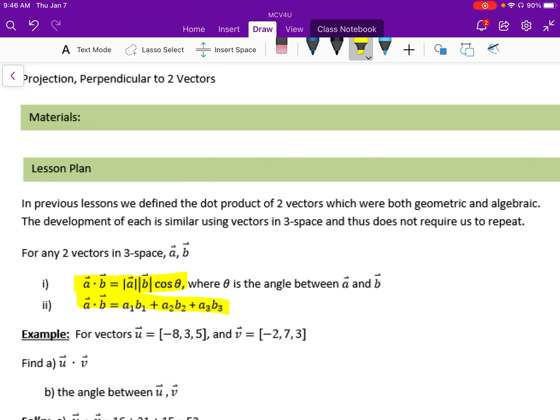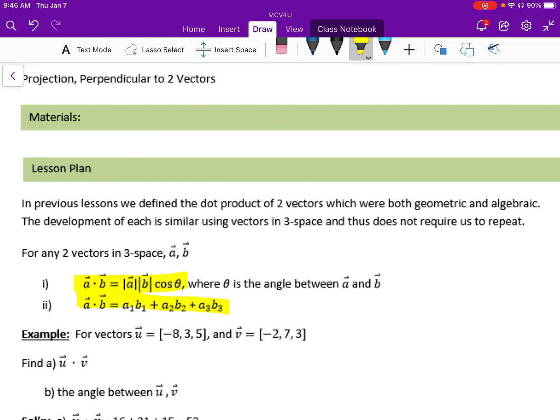So we take a look at this first example here. We've got vector u and vector v given. We want to find what the dot product is and the angle between them. And remember, the angle between them is really the thing that we're using the dot product for a lot, because we can find the angle once we know what the dot product itself is.